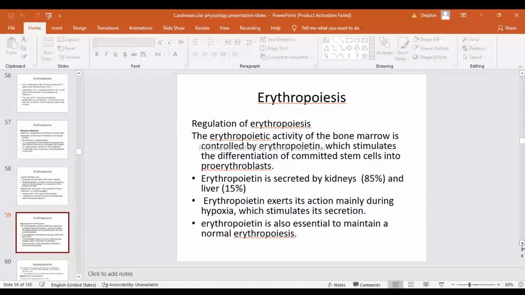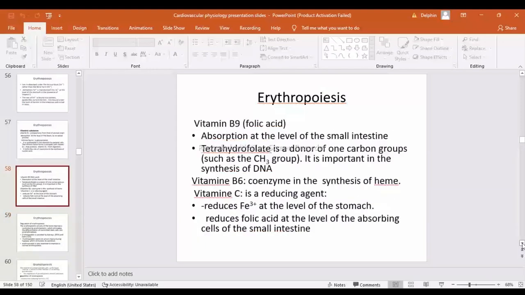And when there is a lack of vitamin C, one can also develop anemia, because this vitamin is like a reducer. When there is no reduction of this ferric ion, this ferric ion can enter our blood and has no effect, because the ion we need is the ferrous form. Okay? And to have activity also, folic acid must be reduced. The reducer is vitamin C. Okay?